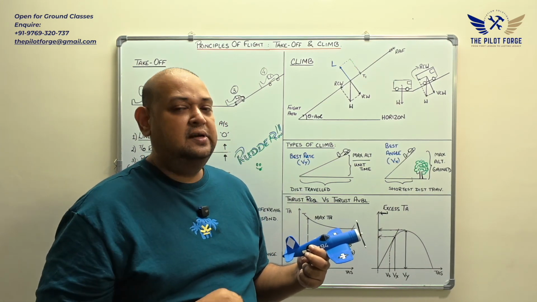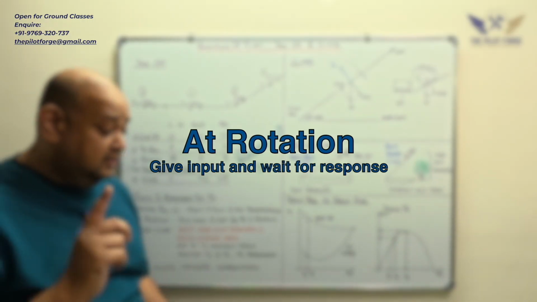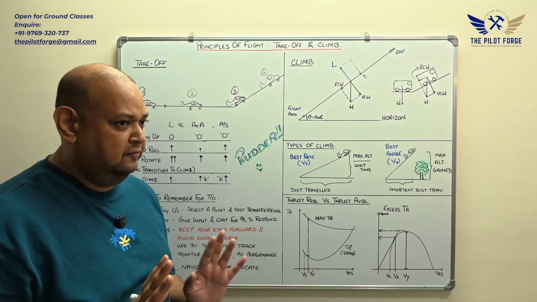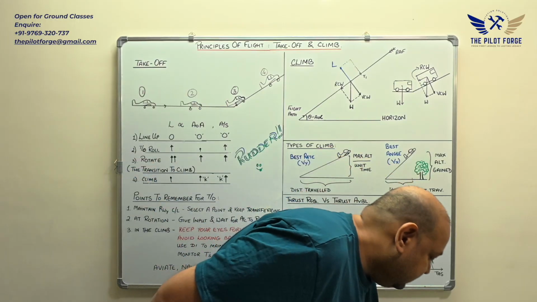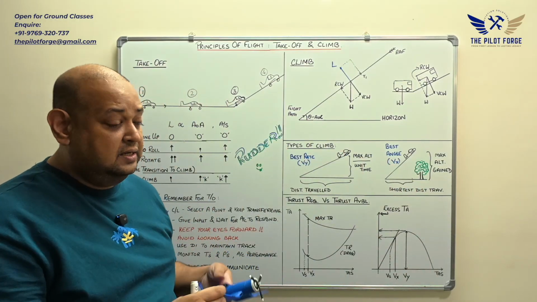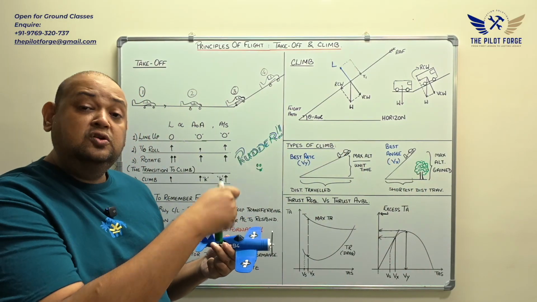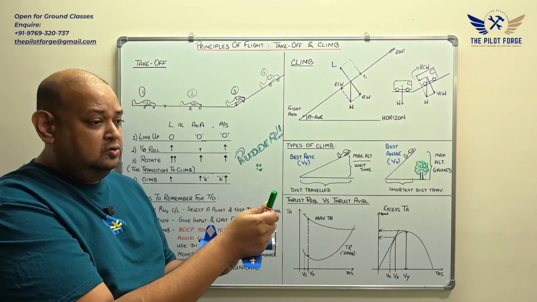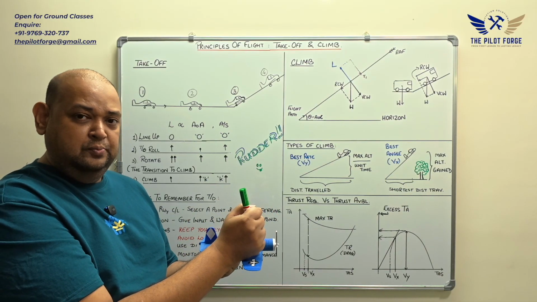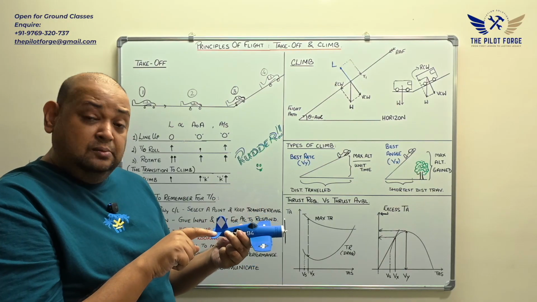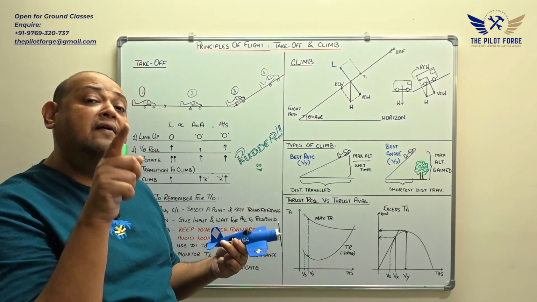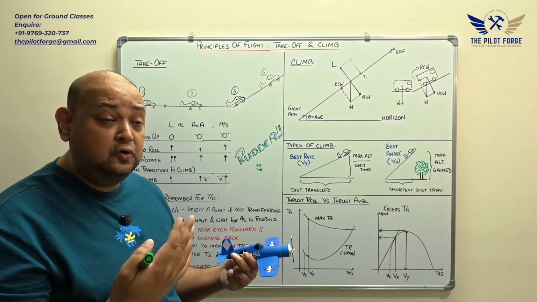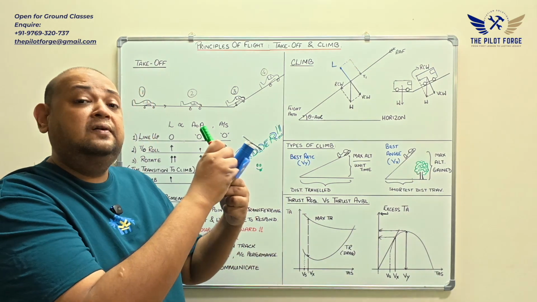Now, I know it's a little bit confusing, but I'll show you what it looks like on the sim also. Alright. At rotation, this is where a lot of students and a lot of instructors, I'm very sorry to say so, make a mistake. Rotation is the action you give inside the aircraft. Assuming that this is your control column, you give it a little bit of an input. Then the tail moves and you have to wait for the air moving along the tail to create a reaction force.